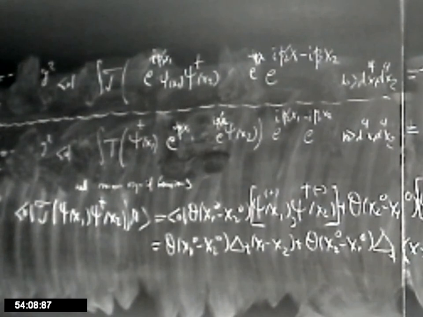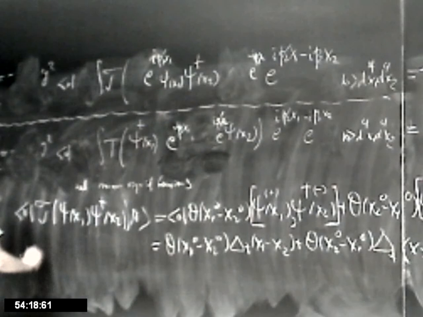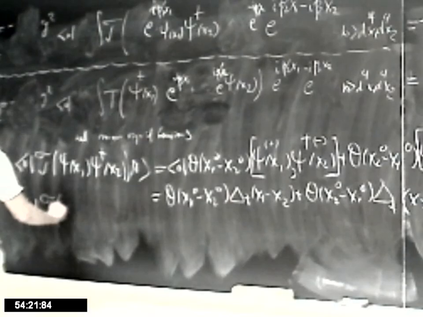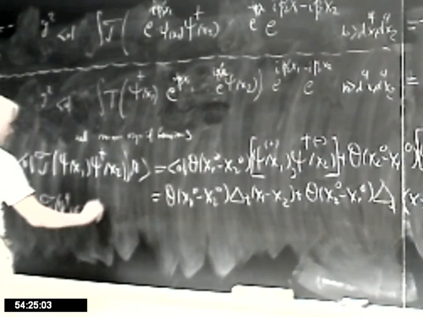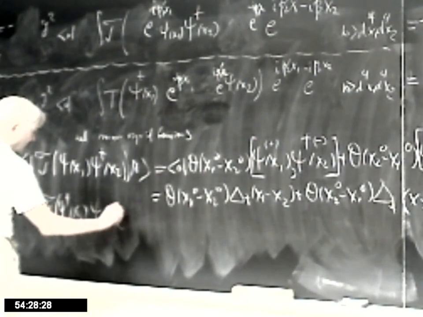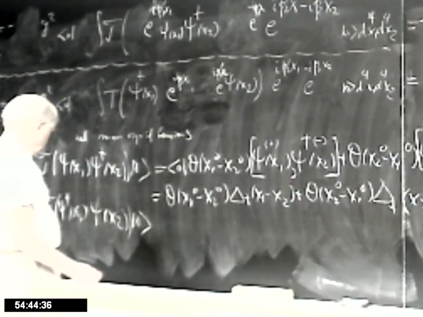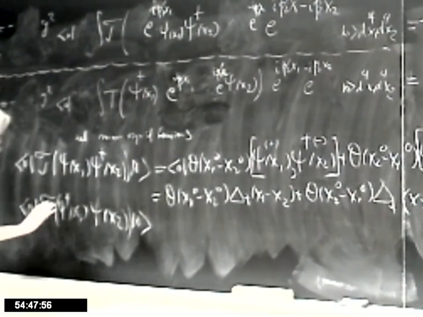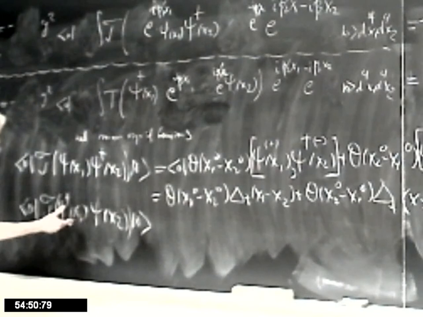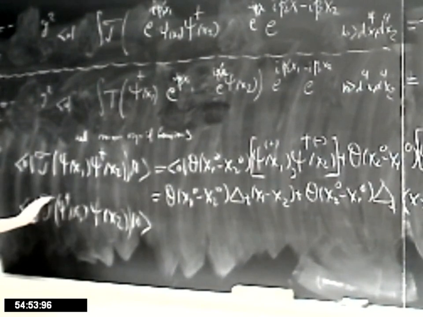The bottom one is, as I said, the vacuum time ordered product of psi dagger x1 psi of x2, and now what we can say is, well, this is the same thing as this, but with 2 and 1 interchanged.